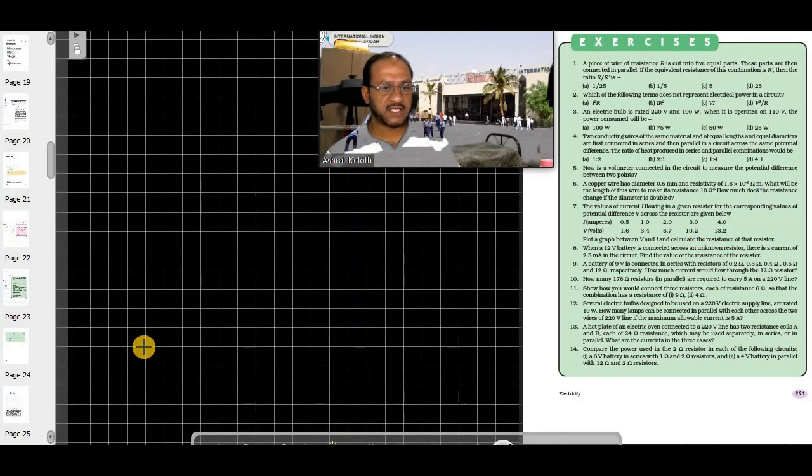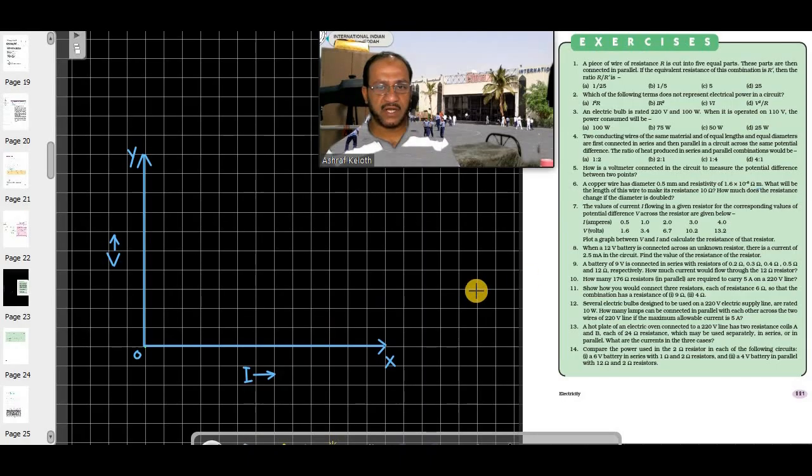We are taking this as the x-axis. On the x-axis we have to take the current, and potential difference on the y-axis. This is potential difference on the y-axis, and on the x-axis is current. Now what is the first reading of current? 0.5 ampere. So here we are choosing a scale.